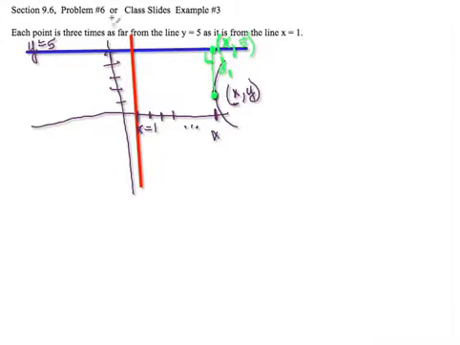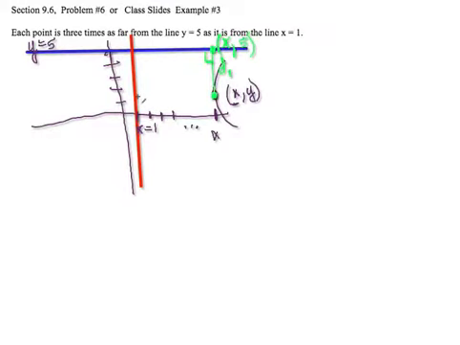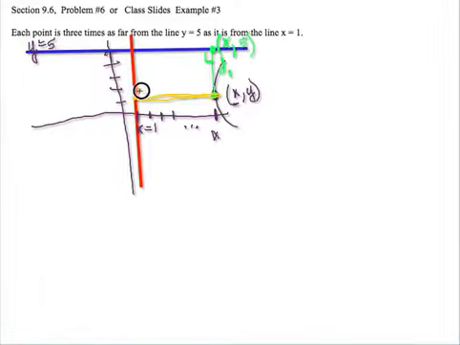Then coming over here, let's do another color. Now my random point, I just happen to pick this point right here. This is supposed to be a straight line. This is the distance. I'm just going to use the distance formula.